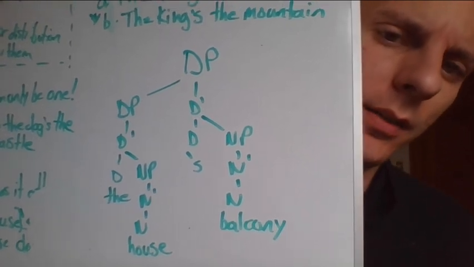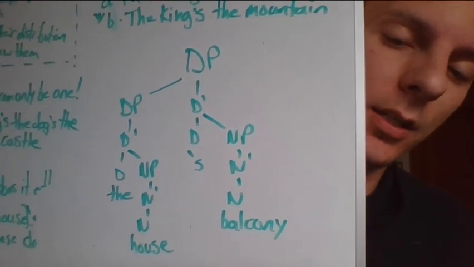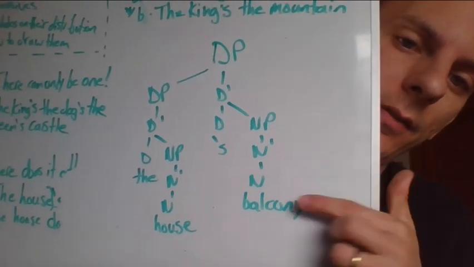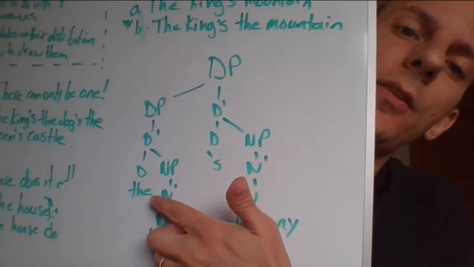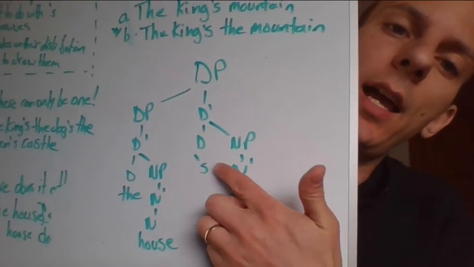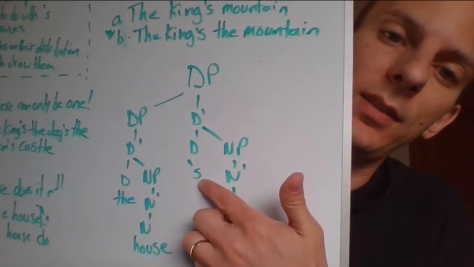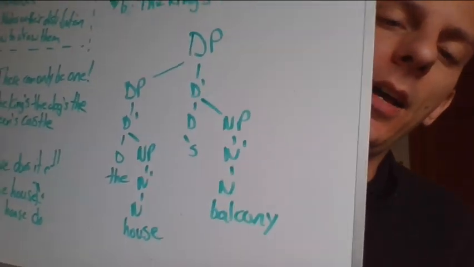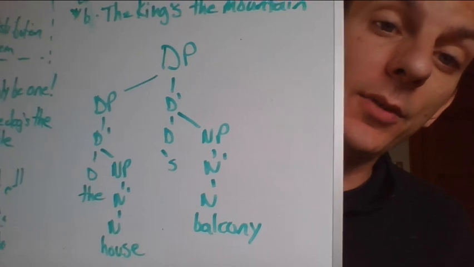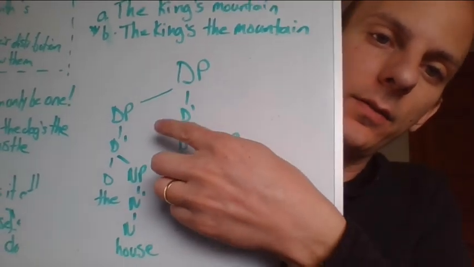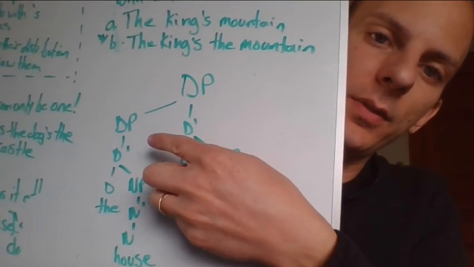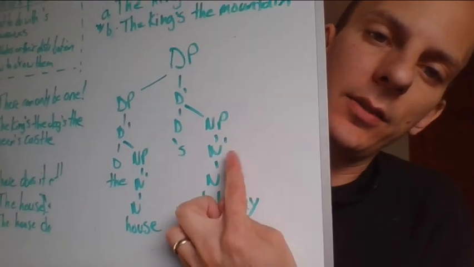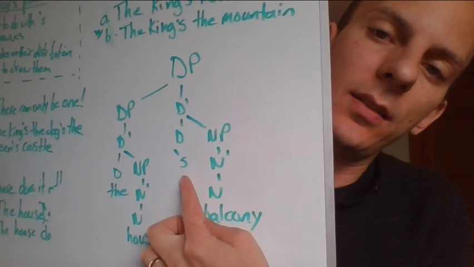We have nowhere to put it. The D slot is already taken by the apostrophe S. You can't have another D for the. You can have this the over here, obviously. That's not the one we're talking about. We're saying you can't have a the in this position because we already have the apostrophe S. The house's balcony. So we've got observation number 1 taken care of. Possessor is in the specifier position. We've got observation number 3 taken care of, the complementary distribution of this apostrophe S and other determiners.